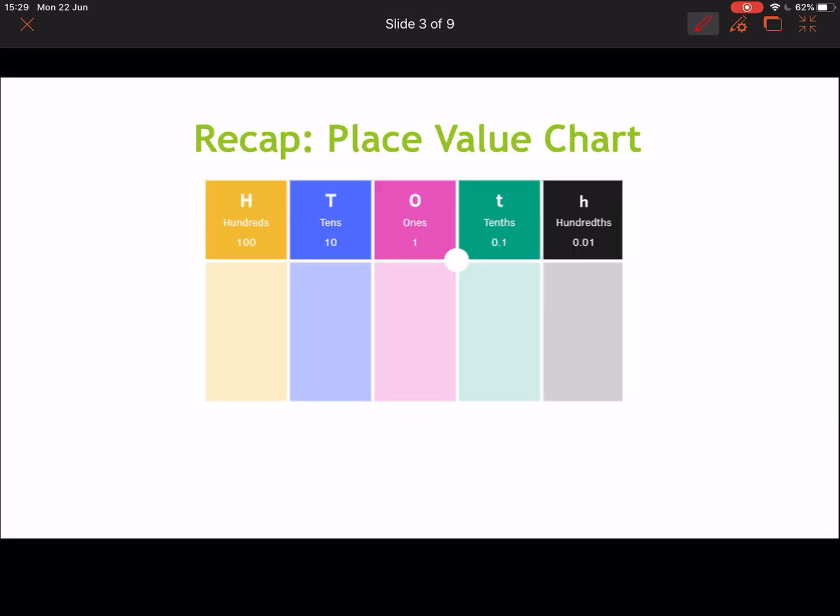We're going to recap the place value chart. Now we've got hundreds, we've got tens, we've got ones, we've got tenths, and we've got hundredths. We need to remember that the hundreds are a bigger place value than the hundredths. So for example, if a 6 was in this position and a 6 was in this position, this number has a bigger place value. You will see this place value chart throughout these slides, so you can always refer to them to check you are understanding the place value of each of the digits.